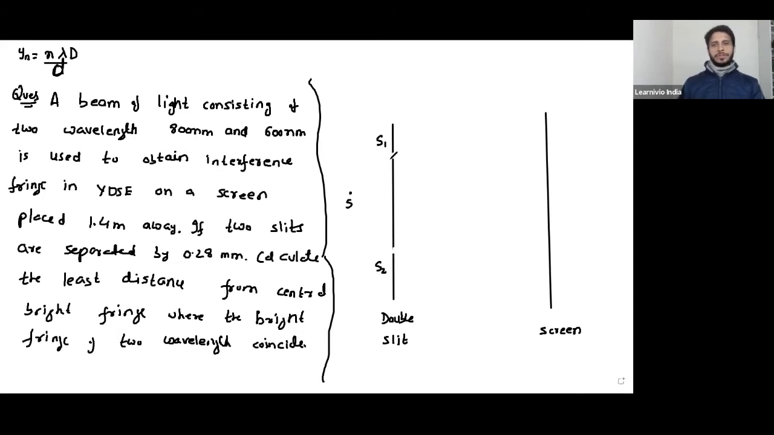So from these sources, instead of one light, two light waves are coming. Let's say two different colors are coming, blue and red. Like from S1, you have light of blue color and light of red color, and from S2 also blue and red. So two waves are simultaneously coming from source S1 as well as source S2. At the center of the screen, the waves from both the slits will reach simultaneously.